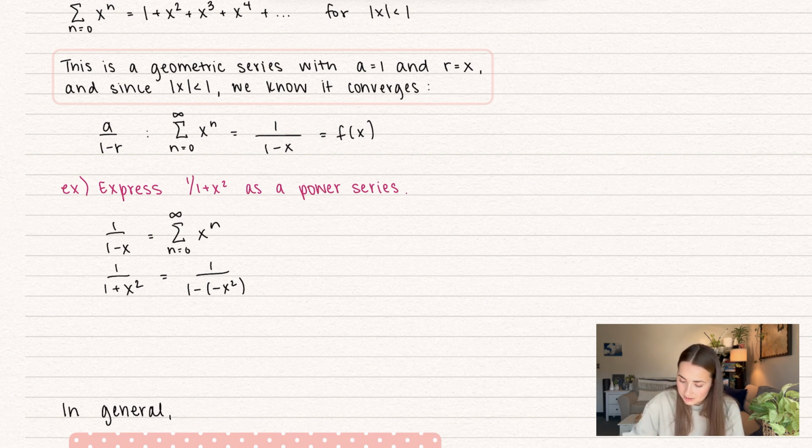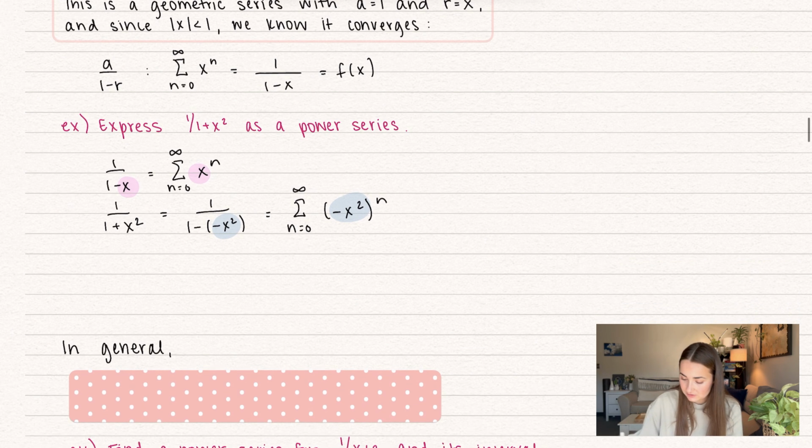Now here what we're doing is we're going to replace x in our series. So instead of just having a normal x, what we're going to replace it with is negative x squared. So this is equal to the summation n equals 0 to infinity of negative x squared, to the power of n. So I just replaced it like you would in a function, f of x versus f of x squared, right?